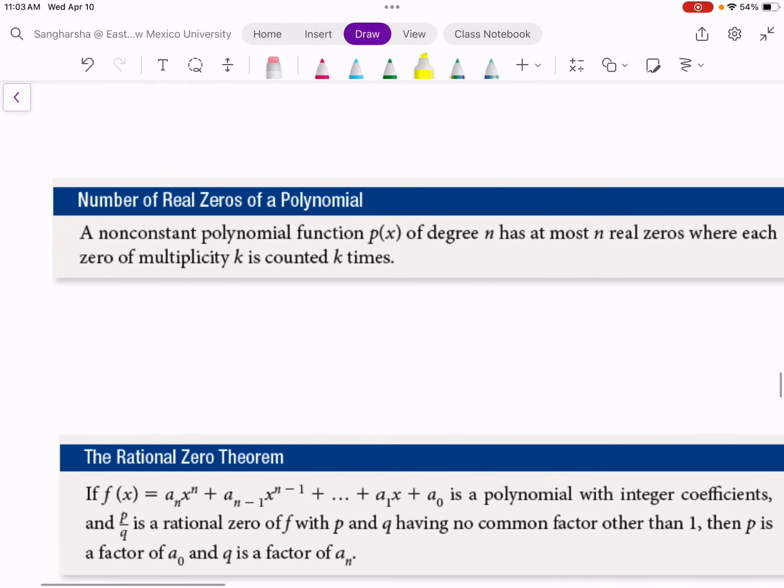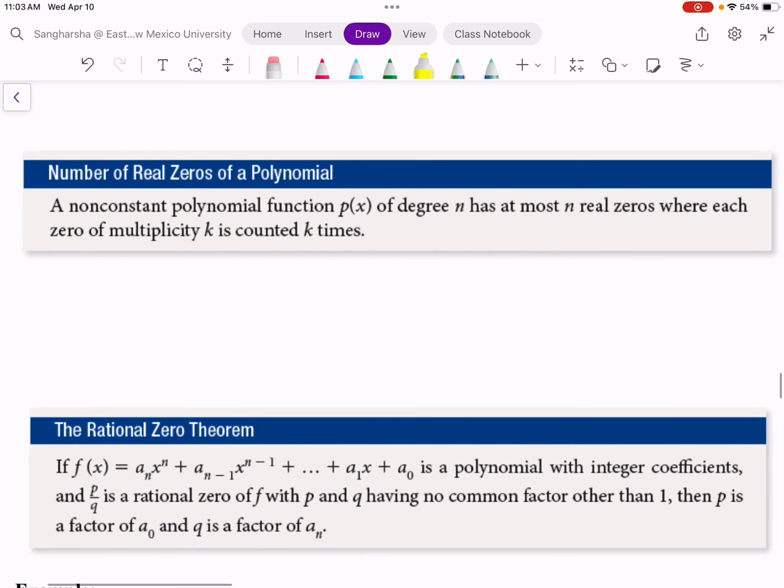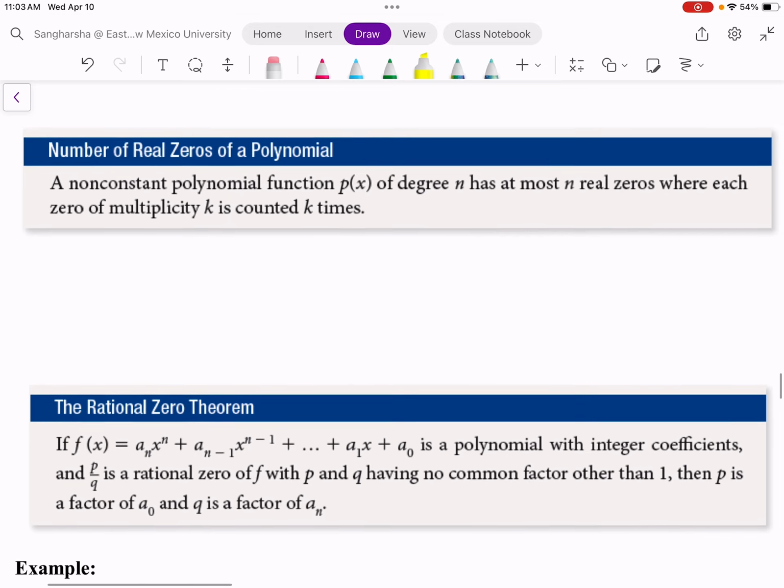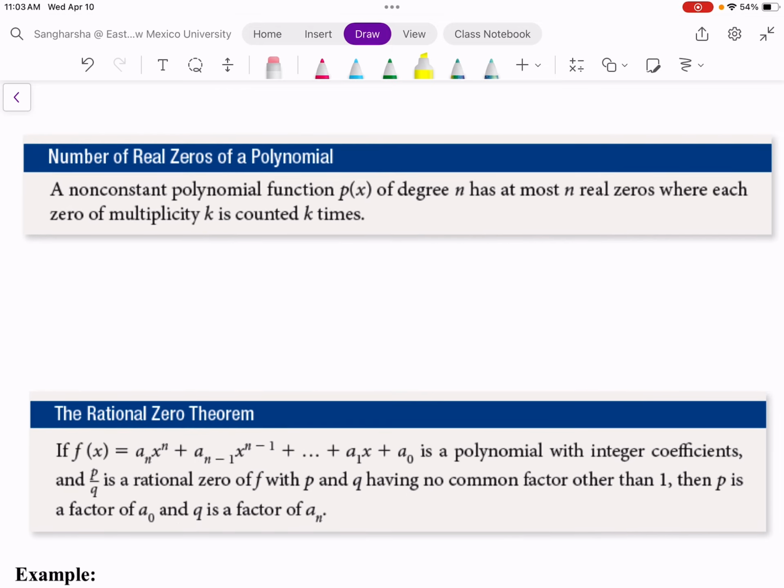Now today, let's find the number of real zeros for the polynomial. Now we have a polynomial p of x and the degree is n. So if we have a polynomial function p of x with a degree n, then we can always find at most n real zeros. So the number of zeros would be equal to the degree of a function or less than the degree of a function.